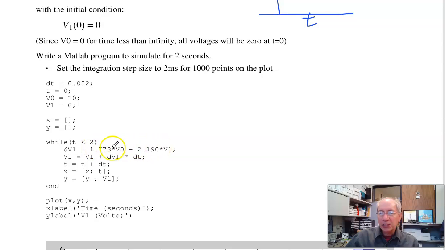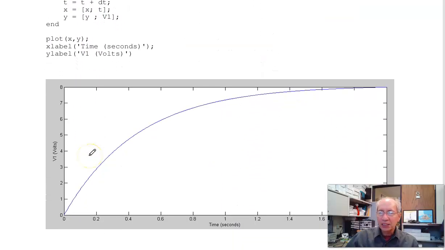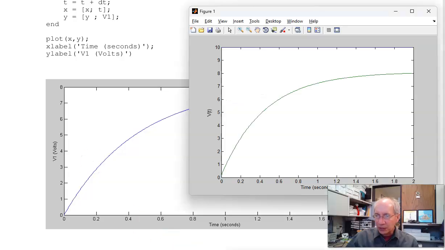So that's what I'm doing right here. I'm going to calculate the change in voltage, that's dV1/dt. Move forward in time by 10 milliseconds. This is the new voltage 10 milliseconds later. Or in this case, actually, 2 milliseconds later. Repeat until I get to 2 seconds, and what you get is this. Or in Matlab, I'm going to show what that looks like.